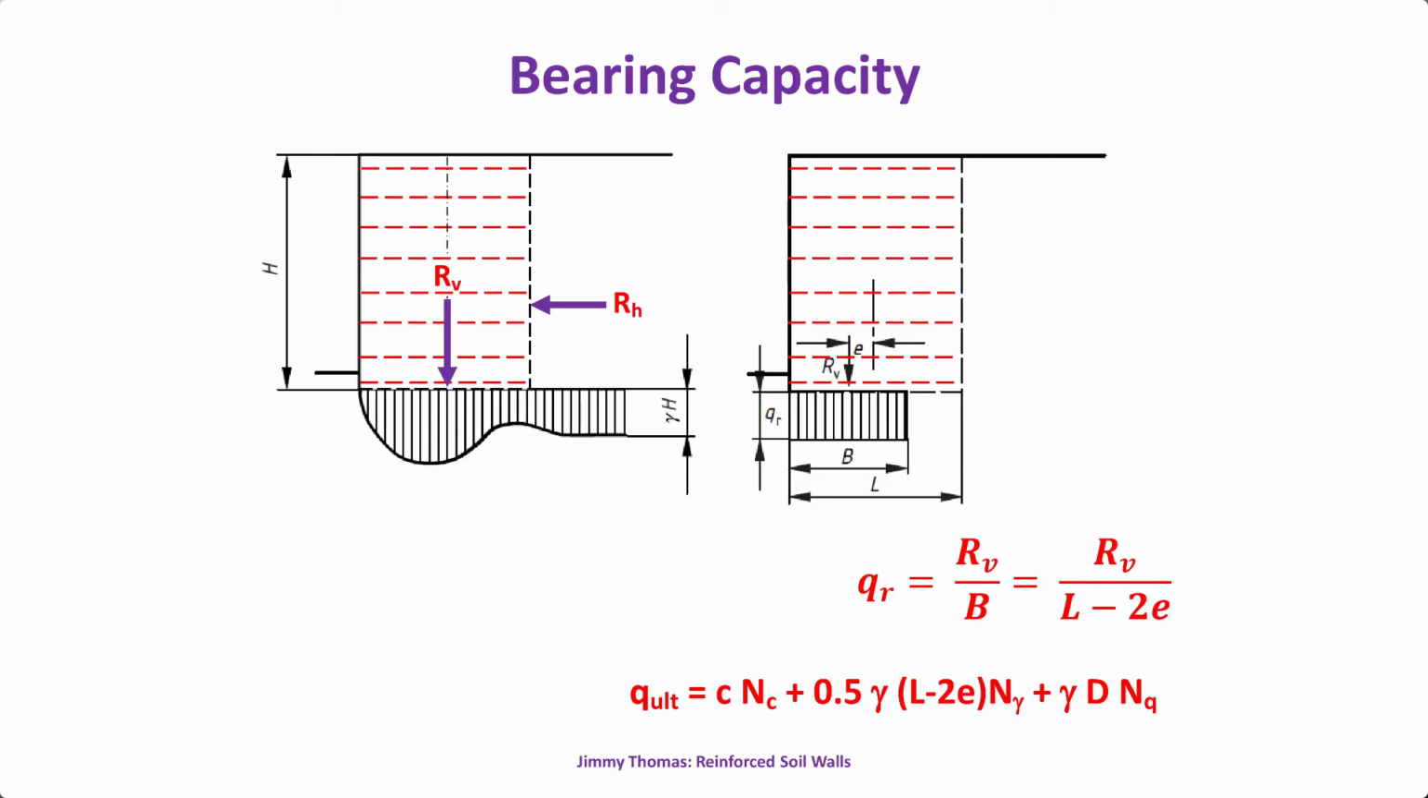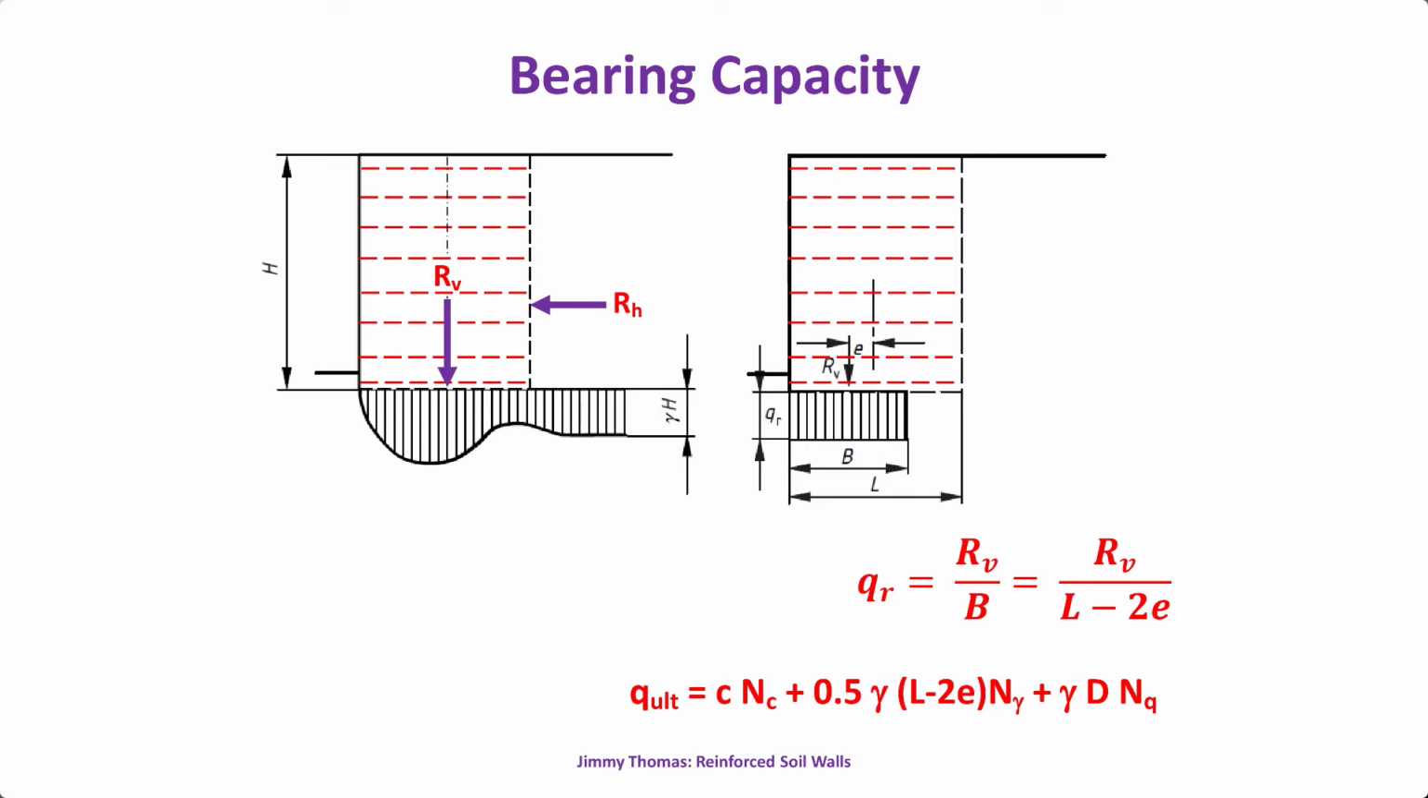We take RV, the resultant vertical force, divided by B. B is the effective width of foundation, which is equal to L minus 2E. Same as in our foundation design, we use this principle. And then we determine the bearing pressure. Then we can determine the ultimate bearing capacity. So here our foundation width is also L minus 2E. Just like we calculate the bearing capacity of a strip footing, same way we calculate the ultimate bearing capacity. And again, we can have two cases, drained or undrained.